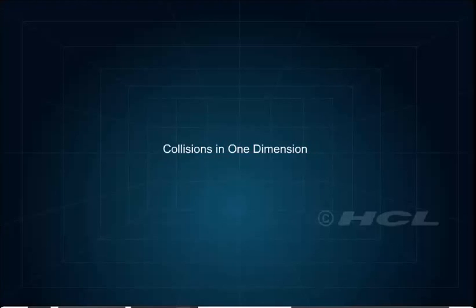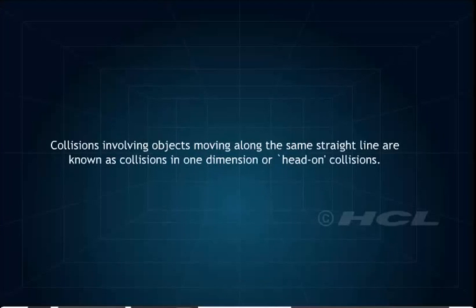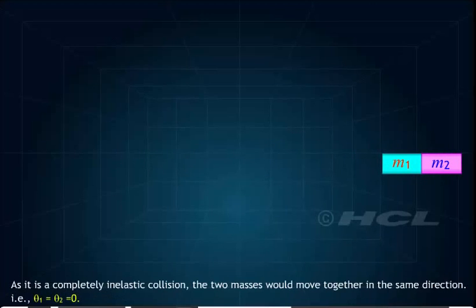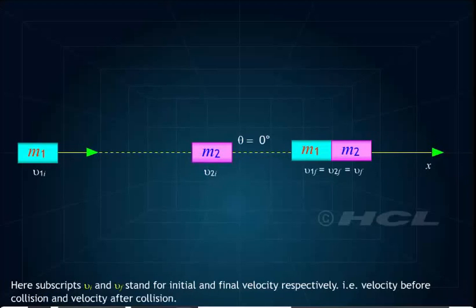Collisions in one dimension. Collisions involving objects moving along the same straight line are known as collisions in one dimension or head-on collisions. Let us consider a completely inelastic one-dimensional collision, whose animation and schematic diagram are shown here. As it is a completely inelastic collision, the two masses would move together in the same direction, that is, θ1 equals θ2 equals 0. Here, subscripts i and f stand for initial and final velocity respectively, that is, velocity before collision and velocity after collision.